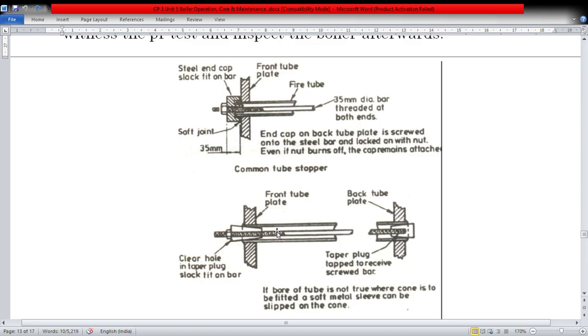Now this is the common tube stopper that you must have seen. Clear hole in taper plug, so it is a tapered shape so that it goes and fits like a shrink fit. Okay, front tube plates, back tube plates, you can see taper plug, tapered to receive the screwed bar. If the bore of the tube is not true where the cone is to be fitted, a soft metal sleeve can be slipped onto the cone. So it is self-explanatory.